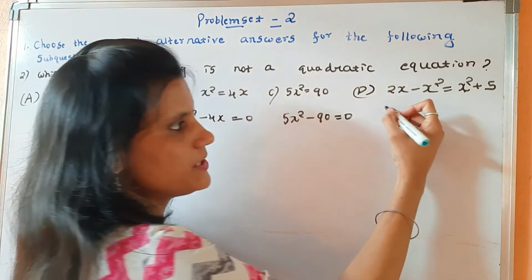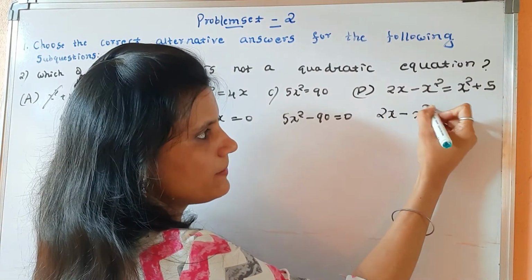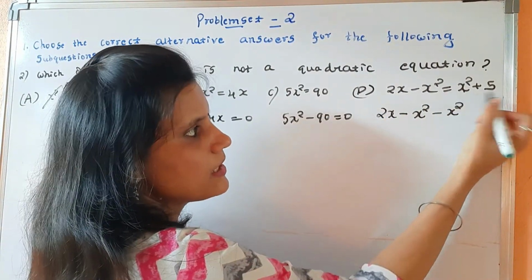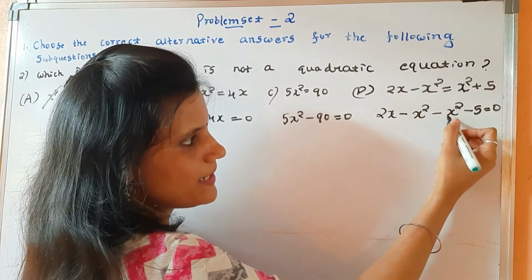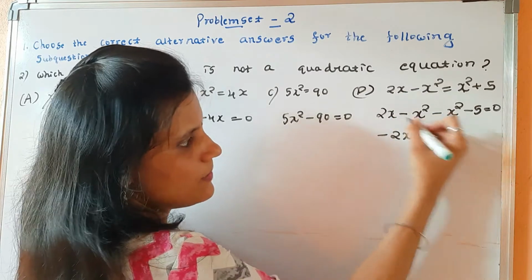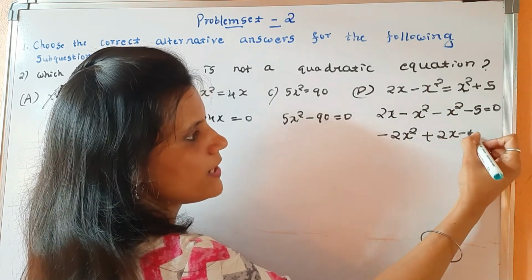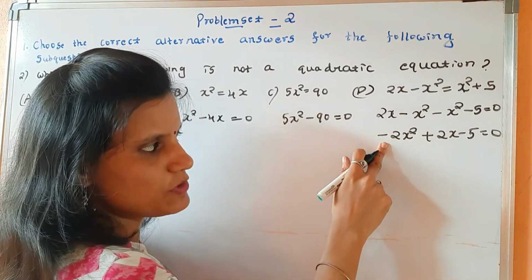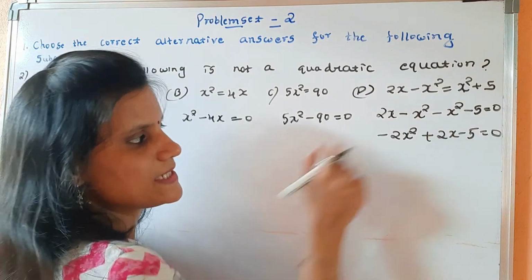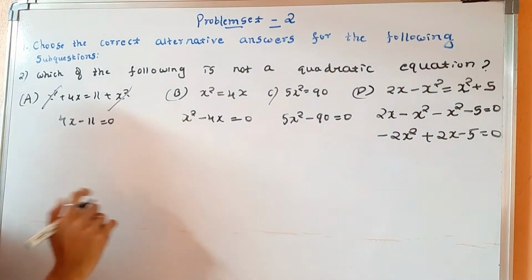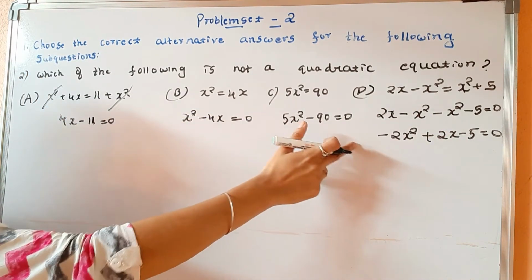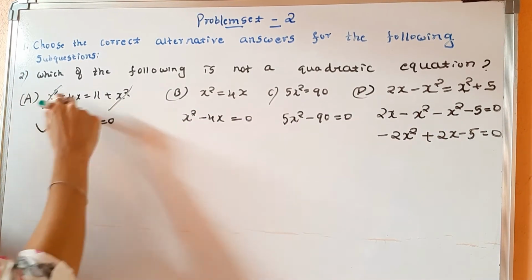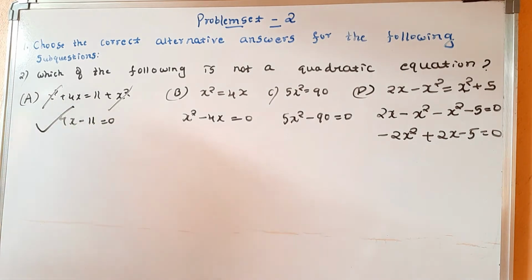Now the next question, see here, 2x minus x square, bring x square this side, it will become minus, plus 5 will become minus, equal to 0. We are getting here minus x square, that is minus 2x square plus 2x minus 5 equal to 0. This is also a quadratic equation, ax square plus bx plus c is equal to 0. So our answer will be only this one because the rest all have degree 2. So this is the answer, option number A. We'll move to the next one.